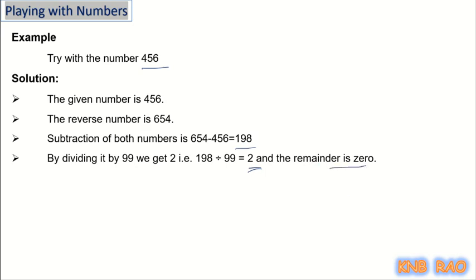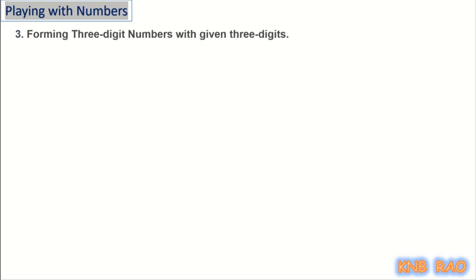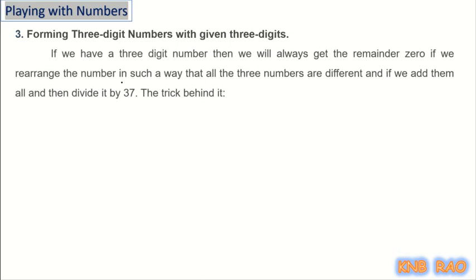Okay, so let us go for another important topic called forming 3 digit numbers with the given 3 digit number. If we have a 3 digit number, then we will always get remainder 0 if we rearrange the digits in such a way that all 3 numbers are different, add them all, and then divide by 37. Let me explain with an example.